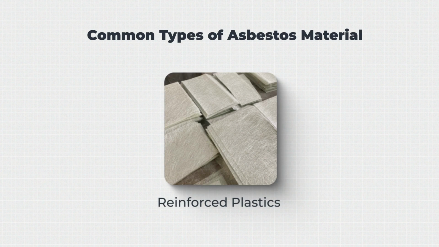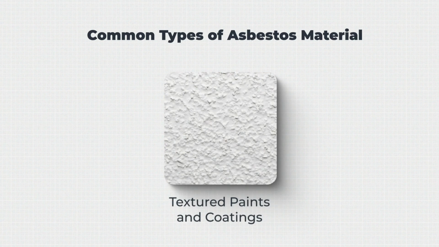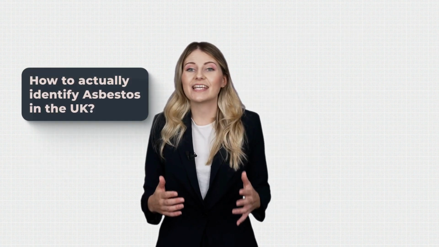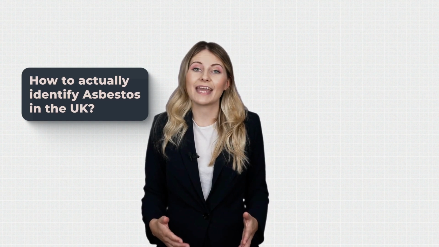Reinforced plastics. The addition of asbestos fibres meant additional strength, which was useful for systems, handles, and electronic equipment housing. Textured paint and coating, sometimes found in Artex and other decorative coatings, with the asbestos providing stability and extra binding qualities for patterning. Now comes the question, how to actually identify asbestos in the UK.